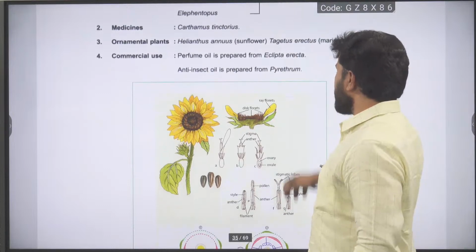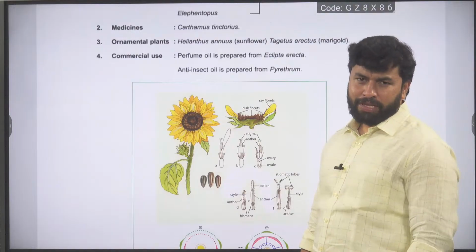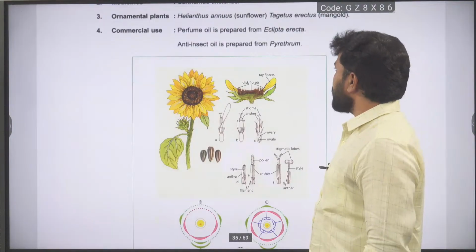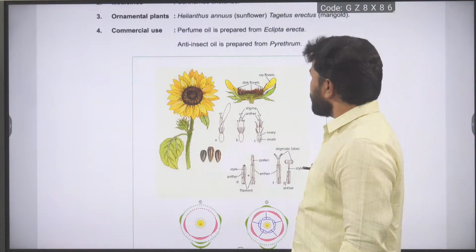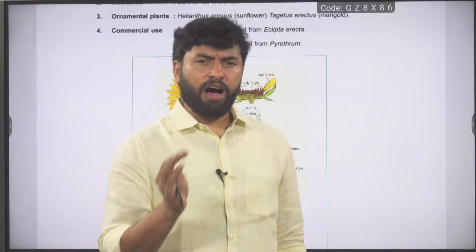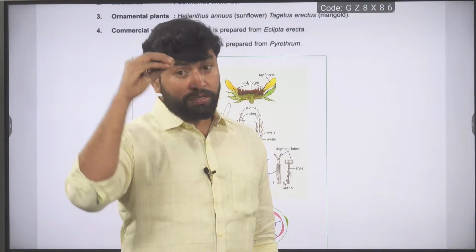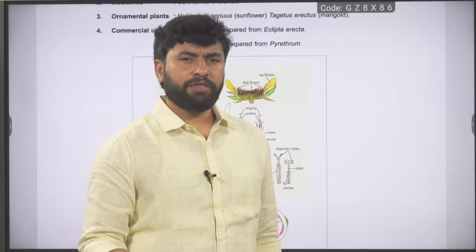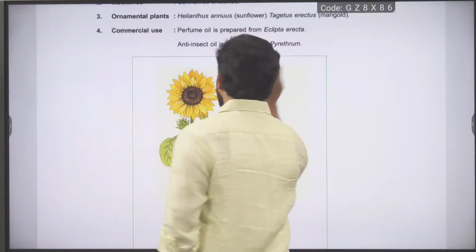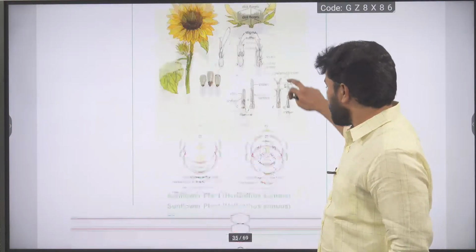Ornamental plant, Helianthus annuus. It is sunflower. Sunflower is not just an ornamental plant; we also extract oils from it. Tagetes, that's an ornamental one, marigold. Commercial usage, perfume oils prepared from Inula racemosa. Okay. Pyrethrum. Now, one thing. Pyrethrin is a common insecticide sprayed once upon a time on cropland. Nowadays, we are using a variety of commercial pesticides. Once upon a time, this was applied as an insecticide. Pyrethrum, important. Pyrethrum is a plant product. You can see all of them.